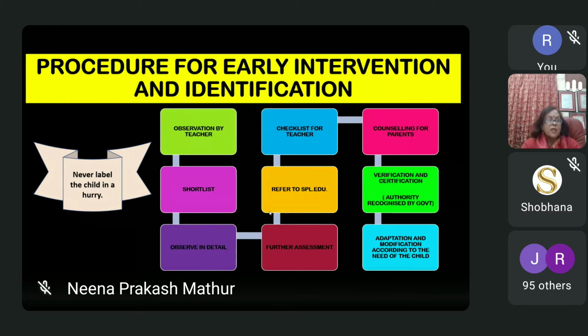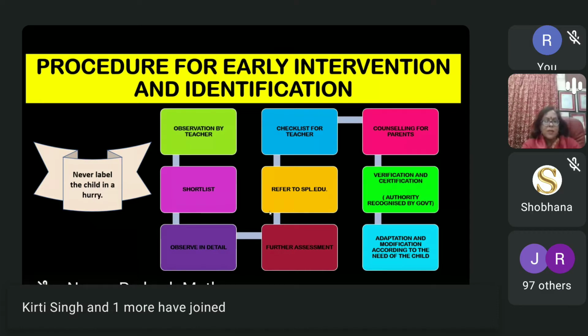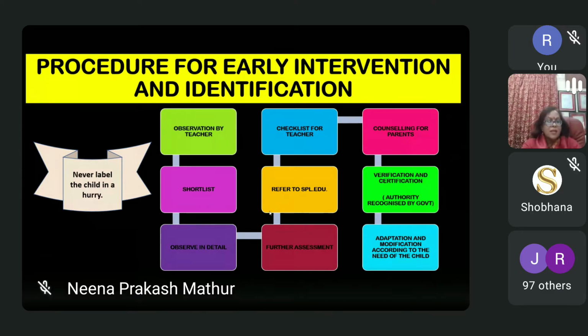Observation by the teacher, by the general education teacher, is very important. Once the teacher has observed that something is amiss, some child needs some extra attention, she shortlists the child. Then she observes the child in greater detail. After this, she is provided with a checklist.